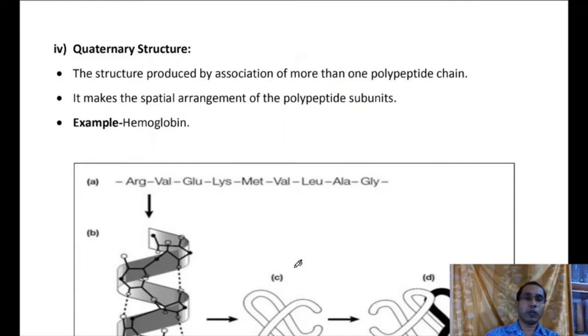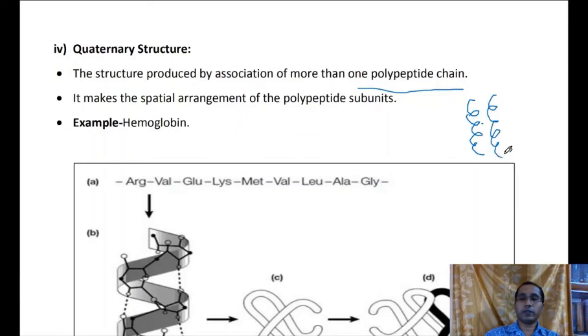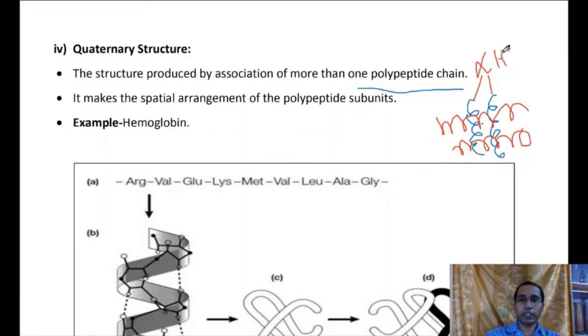The next one is quaternary structure, the structure produced by association of more than one polypeptide. So what are the possibilities? Suppose this is the first chain, this is the second chain. If another set of chains is like this and like this, so these two chains may be alpha chains, and these two red-colored chains are beta chains. So they will form a complex structure.